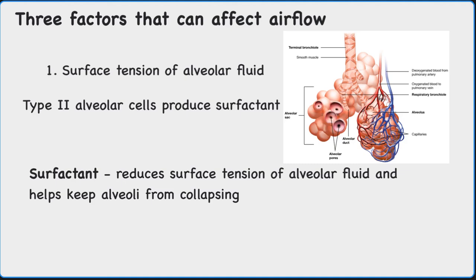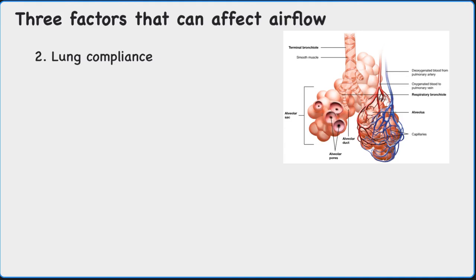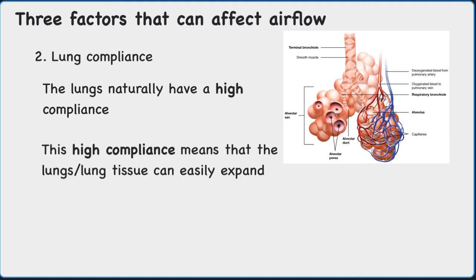Another factor that can affect airflow is lung compliance. The lungs have a high compliance. This means that the lungs and the chest wall are able to easily expand. This is related to the elasticity of the lung tissue and also the surface tension of the alveoli that we just spoke about. Imagine if there's scar tissue that starts to be formed in the lungs because of injury or something else. That scar tissue is going to have less compliance, and it's going to be harder for the lungs to expand easily.